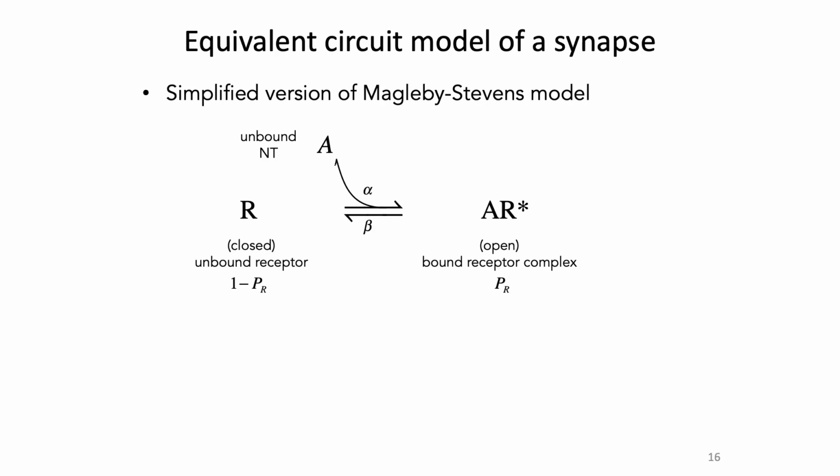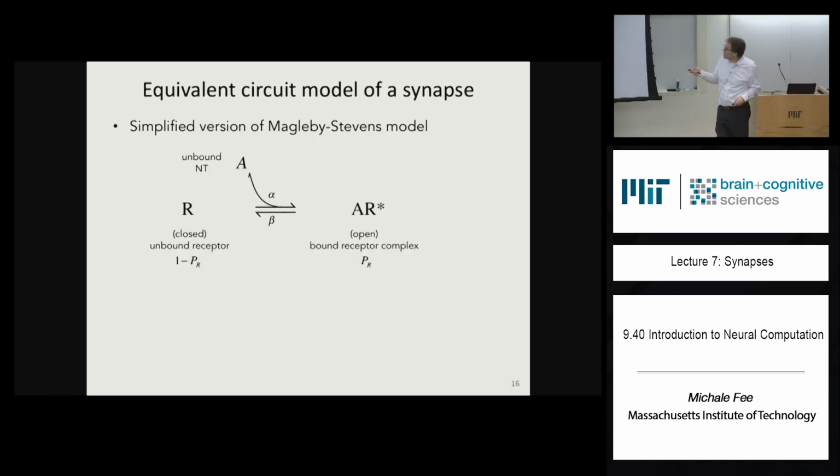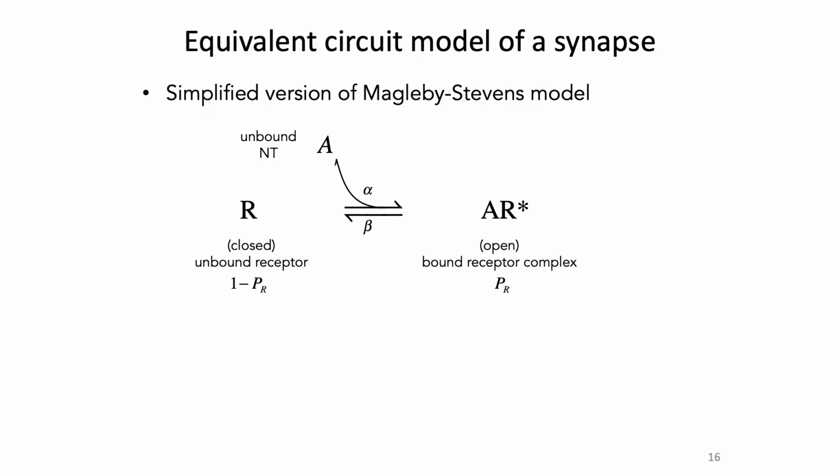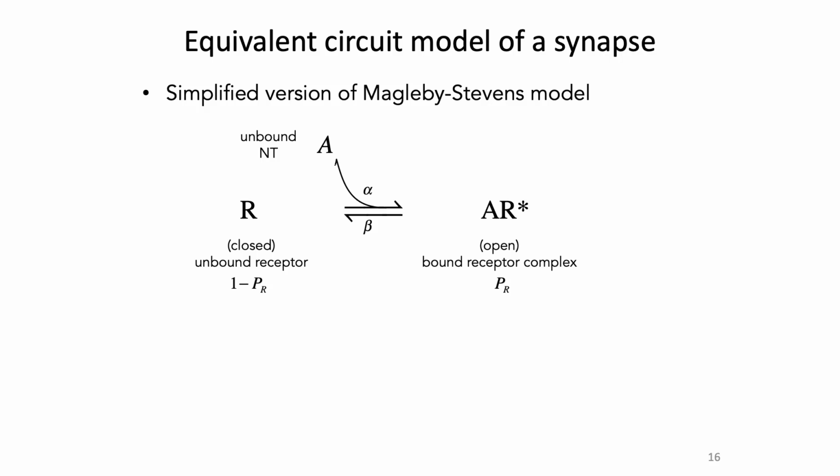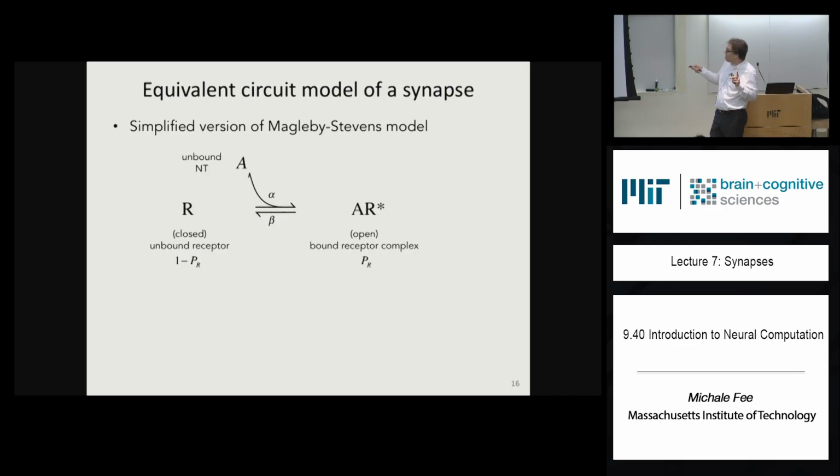Okay. All right. So let's do that. So here's that model. This is a simplified version of the Magleby-Stevens model, and it looks like this. There's a closed and an open state. The open state corresponds to the closed neurotransmitter receptor R binding to an unbound neurotransmitter molecule, forming a bound receptor complex. There's usually another step. The way this is usually modeled in the Magleby-Stevens model is that the bound receptor complex is closed and then it opens in another transition. But we're just going to keep it simple and do it this way.